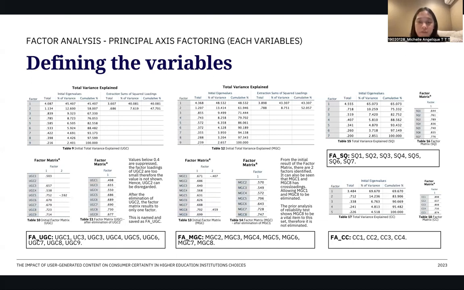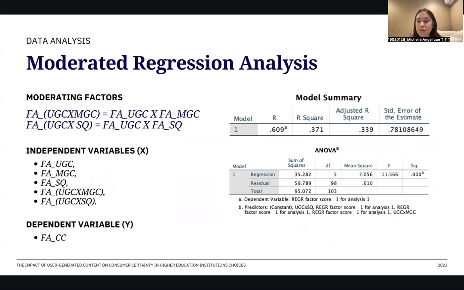only one factor. Meanwhile, sections SQ and CC only resulted in one factor, which indicates that the initial assumption is correct. The results of these factor scores are saved into four new variables, that is FAUGC, FAMGC, FASQ, and FACC, resulting in four variables as assumed initially. These four variables are then used for the moderated regression analysis using the PROCESS 4.2 beta.